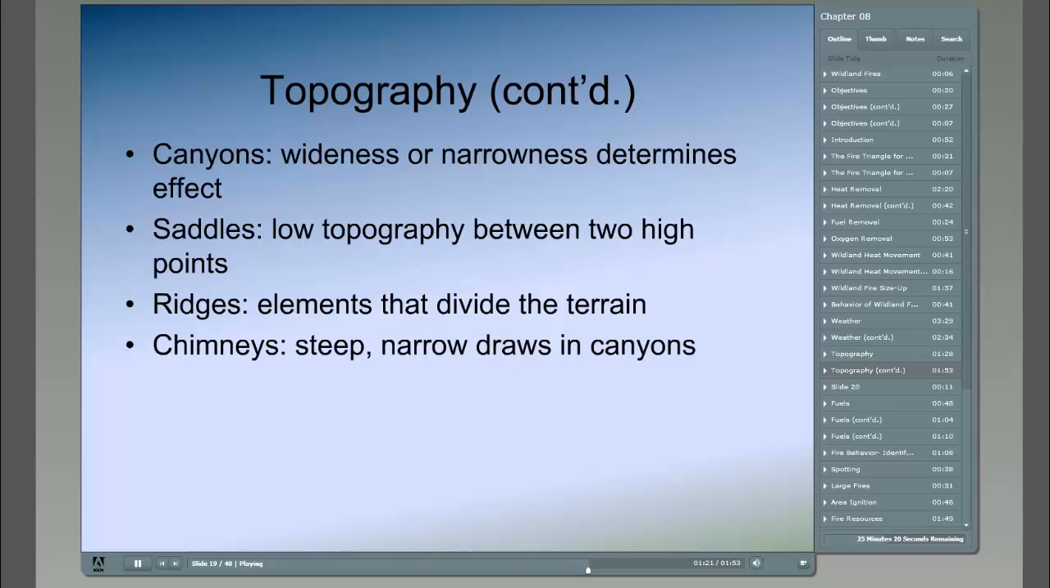Steep, narrow draws in canyons are called chimneys. Radiant or convective heat can occur across narrow canyons due to the short distances involved. They draw fire up in them in the same fashion as a flue draws heat up the chimney for a fireplace. A fire burning on level ground, or up to 5% slope, will spread twice as fast when it reaches a 30% slope. The rate of fire spread will double again as the slope reaches 55%.